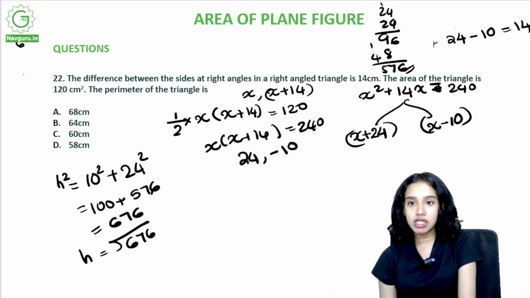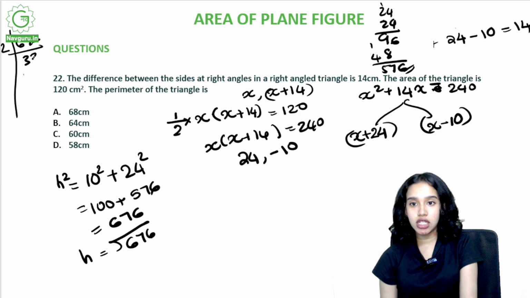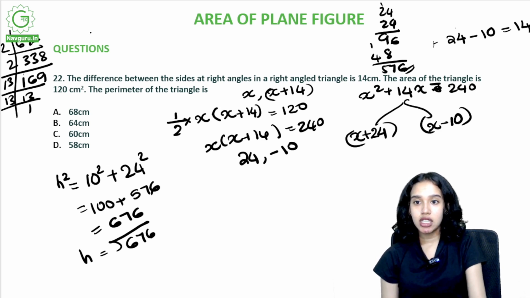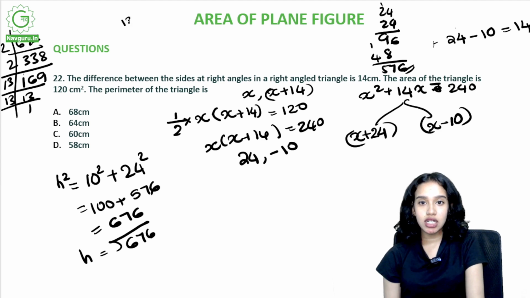Let's find the root of 676. Here we have 2, 3 2s are 6, 3 2s are 6 and 1, 6, 8 2s are 16, 2, 1, 6 2s are 12, 1 8 and 9 2s are 18. Now we have 13 and 13, right? So 13 and 1. So what is 13 into 2? 13 into 2 is 26. So h is equal to 26 centimeter.